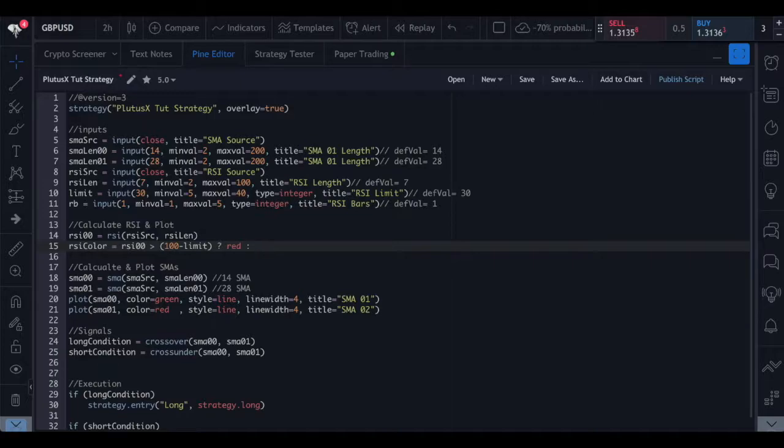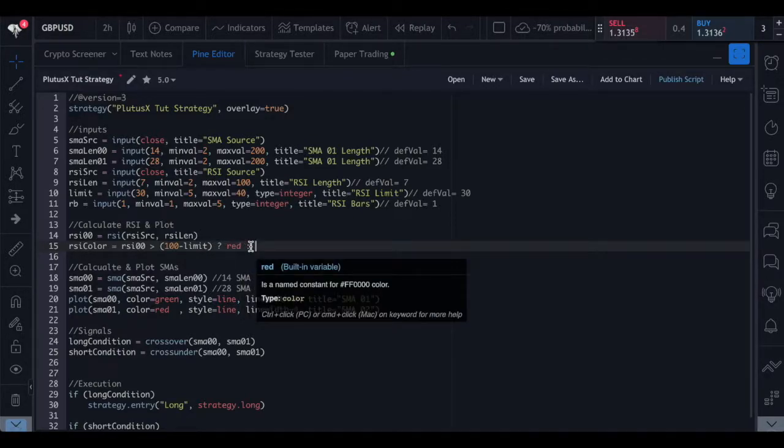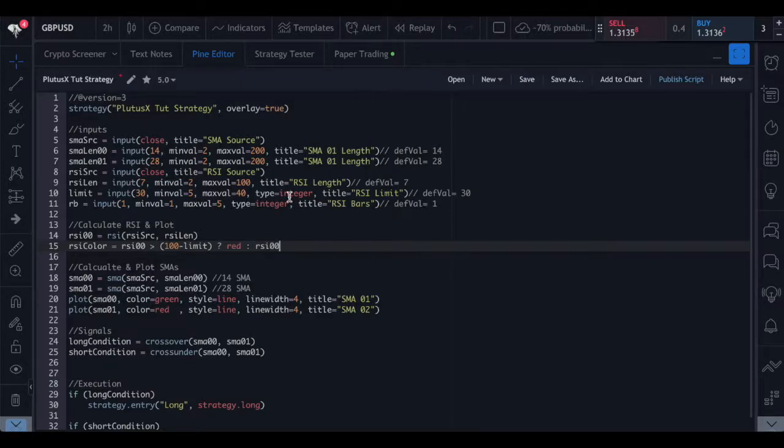And then if price is above this threshold, the 70 threshold, then we're going to do a red background. Or else, if RSI is below the limit, which is 30, as we can see here, then we're going to do green, which means we should buy it. Or else, don't do anything.